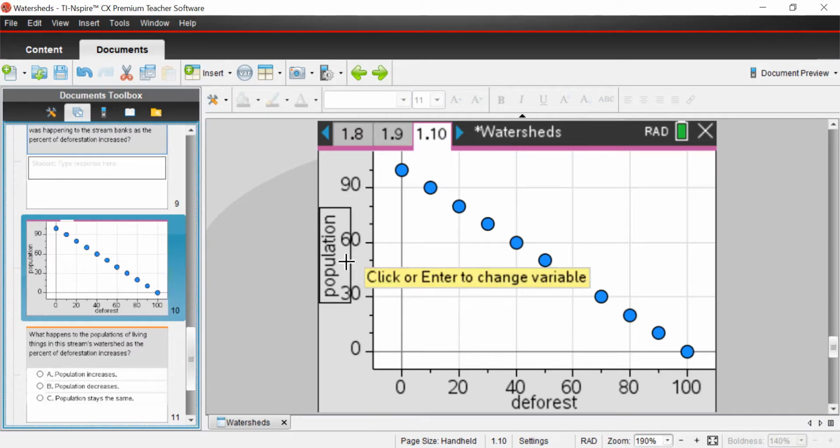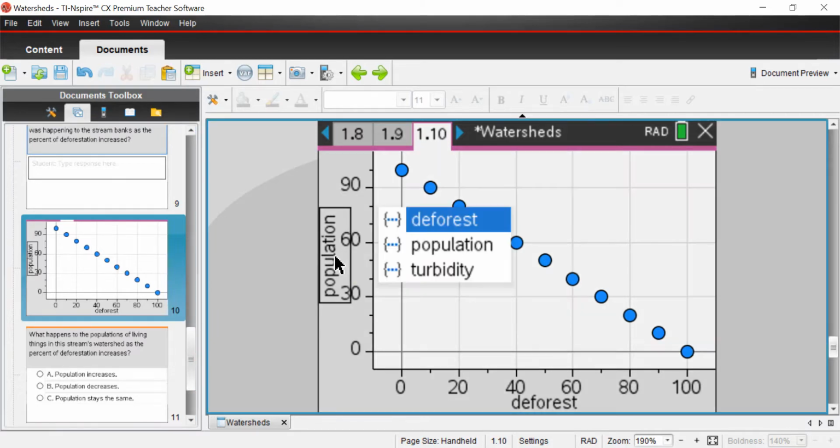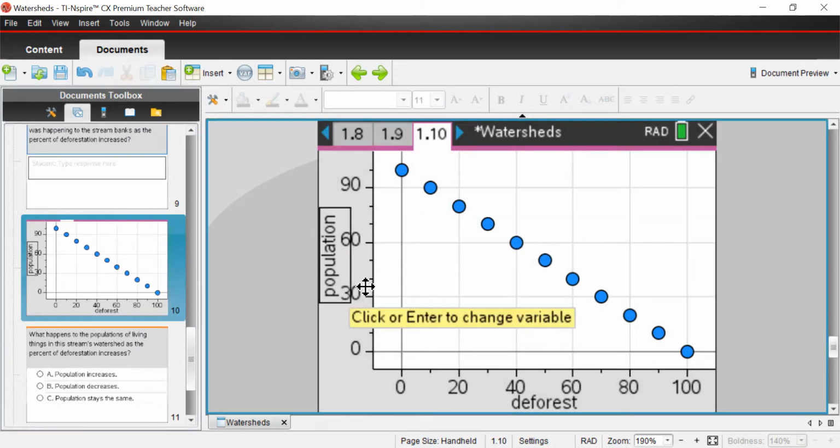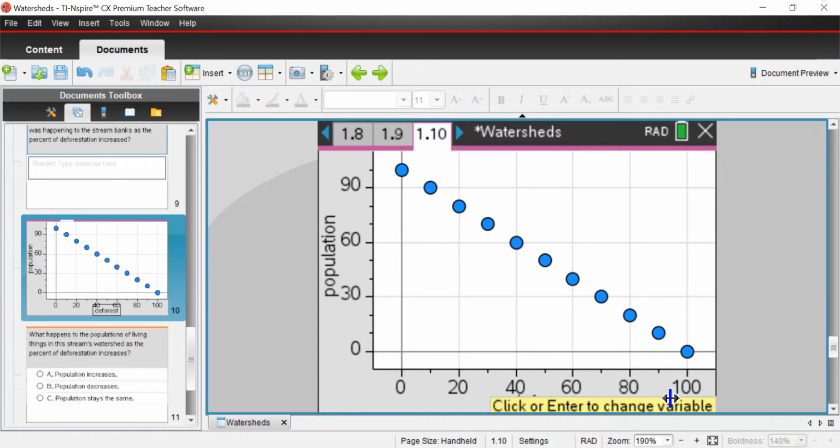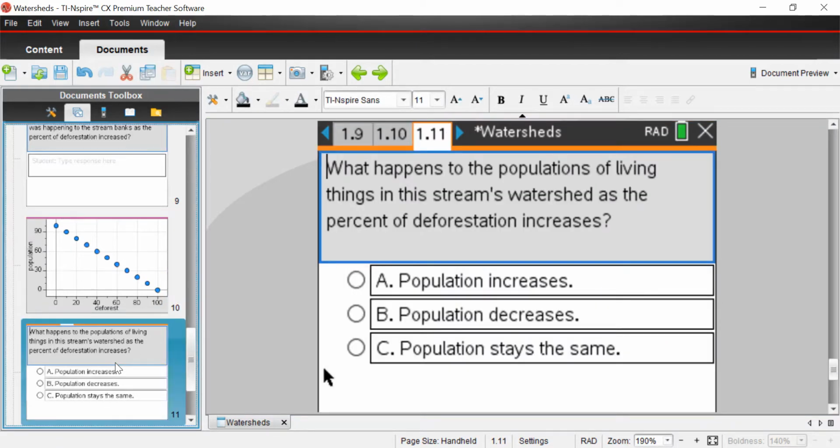All right, here's another graph. This is population versus deforestation. So this is looking at all the animals that are around or used to be around. And so as my deforestation increases, look what happens to my population numbers. They decrease. And so there's some questions related to that.